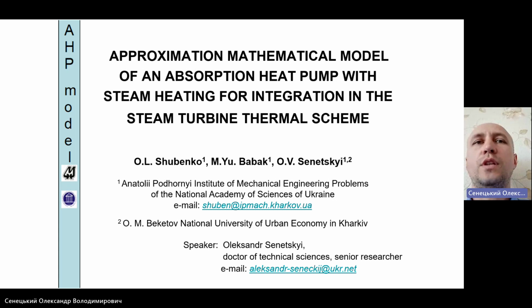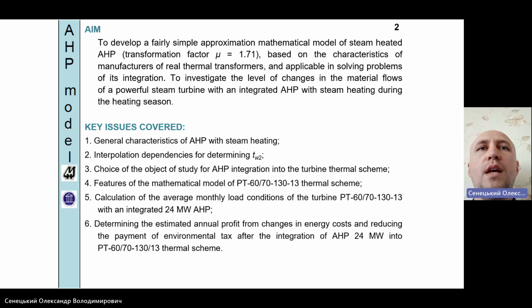To solve the problem, at the first stage it's necessary to improve the mathematical model for calculating thermal processes in power plants. In this regard, the main task of this stage follows. The aim is to develop a sufficiently simple approximation mathematical model of a steam heated AHP based on the characteristics of manufacturers of real thermal transformers and applicable in solving problems of its integration.